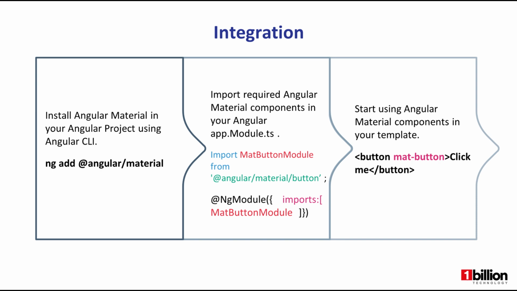After that, if you want to use that component, you can just mention it in the template file. I'm calling a button here, so I'm putting it in the button tag. In the HTML button tag, I'm putting mat-button. So mat-button is the component there. There are various types of buttons, as I said earlier, like mat-raised-button, mat-flat-button, and a lot more.